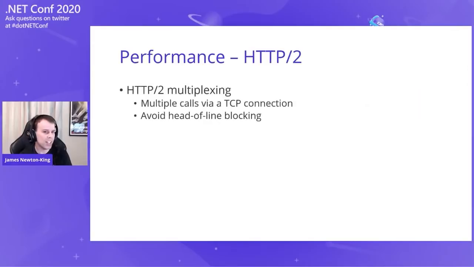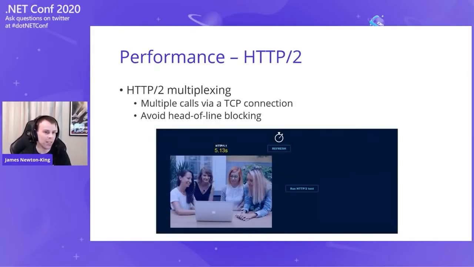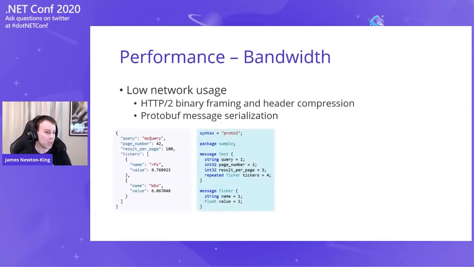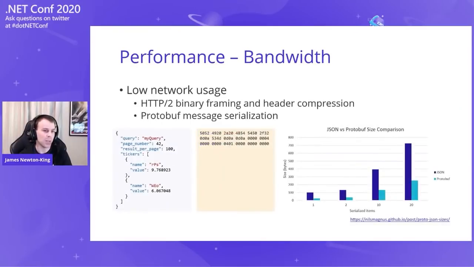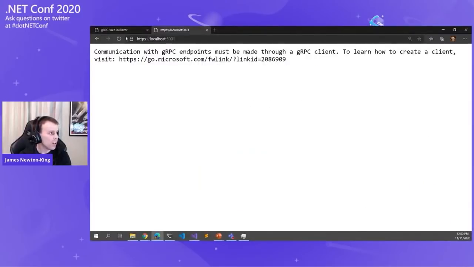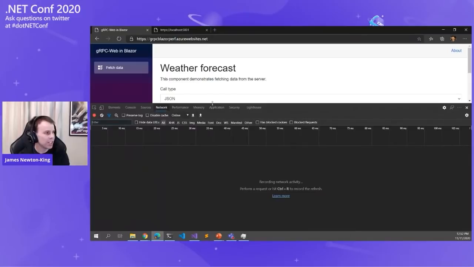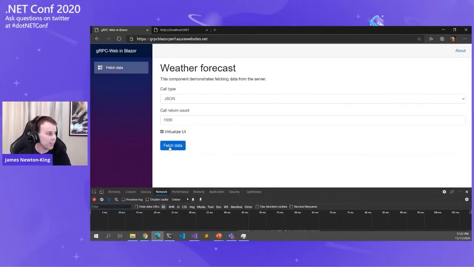So I've got a bunch of slides here talking about why gRPC is really fast, what HTTP2 features it uses to get such good performance, and also how it's able to use protobuf to create really small messages. But I think rather than talking about it, I'll show you. So I've got a gRPC WebAssembly app, and it is set up to fetch weather data from the server. And there are two options. We can either fetch JSON, or we can fetch gRPC-Web data.